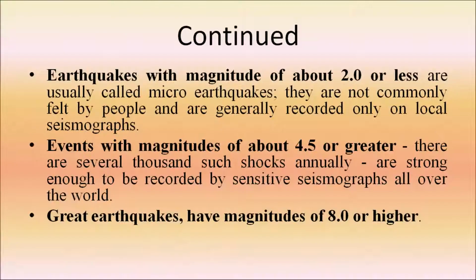Earthquakes with a magnitude of 2 or less are usually called micro earthquakes. They are not commonly felt by people and are generally recorded only on local seismographs. Events with a magnitude of about 4.5 or greater, there are several thousand such shocks annually, are strong enough to be recorded by sensitive seismographs all over the world. Great earthquakes have magnitudes of 8 or higher.